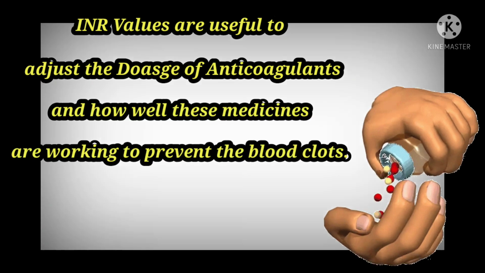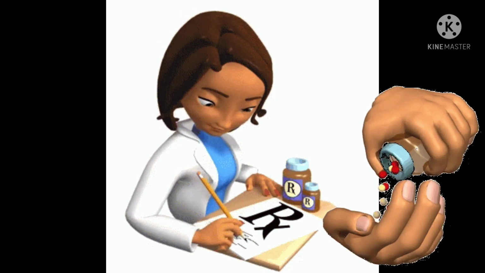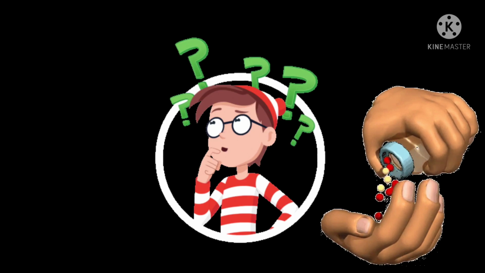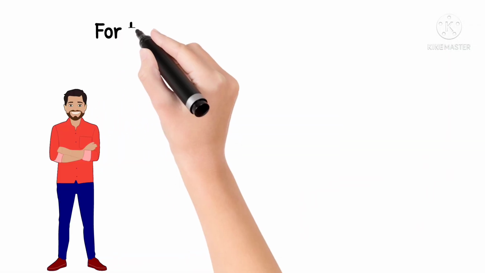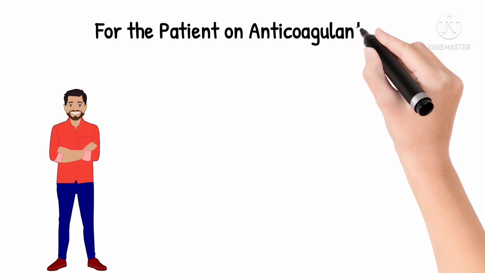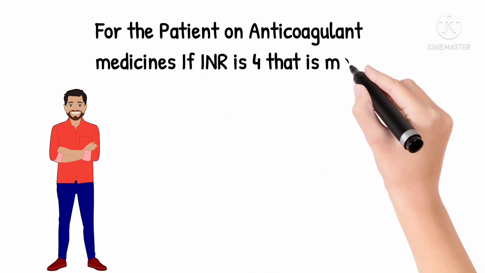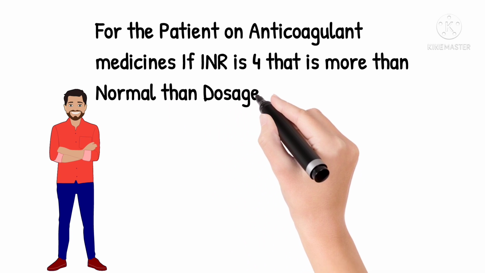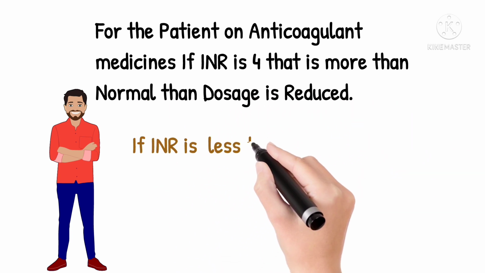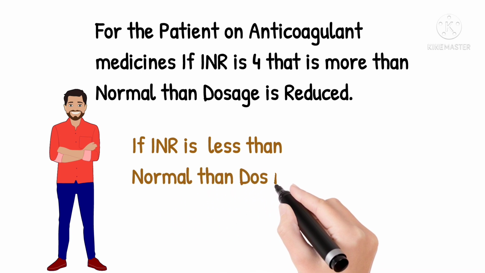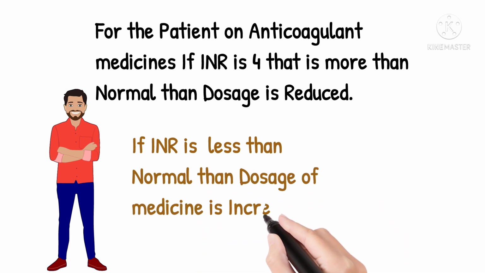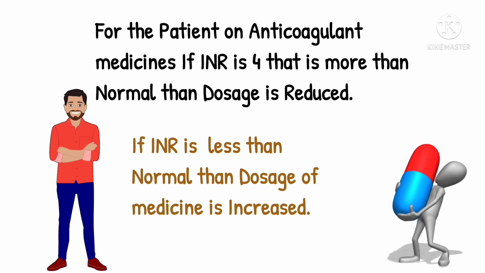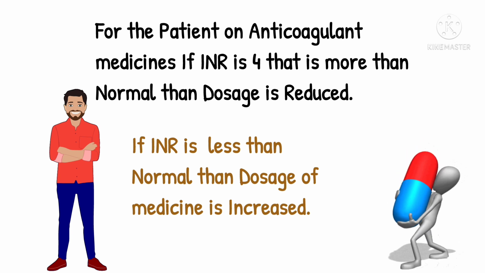That is, by using the INR values, the doctor can determine how these medicines are working and how effective they are in preventing blood clots. For example, for a patient taking anticoagulant medicines, if the INR value is 4, that is more than the normal INR value, then the person has a high risk of bleeding, so the dosage should be reduced. In the same way, if the INR value is less than normal, then the dosage of anticoagulant medicines is increased. So most importantly, INR values are generally used for the adjustment of dosage in blood thinning medication patients.